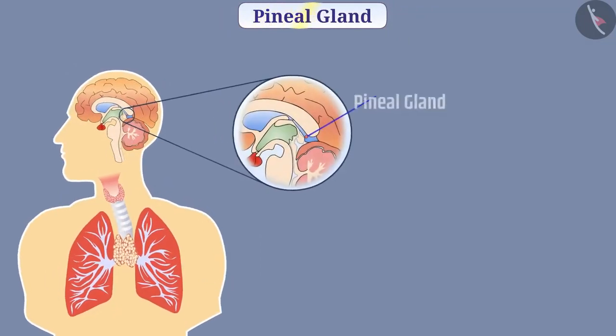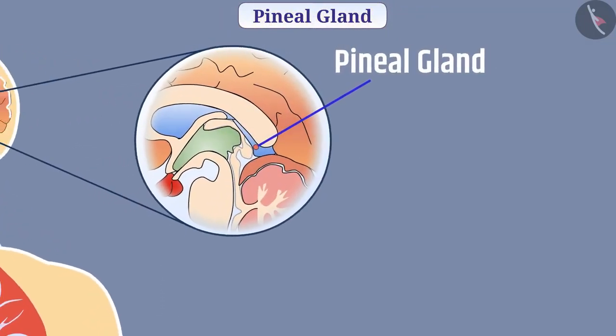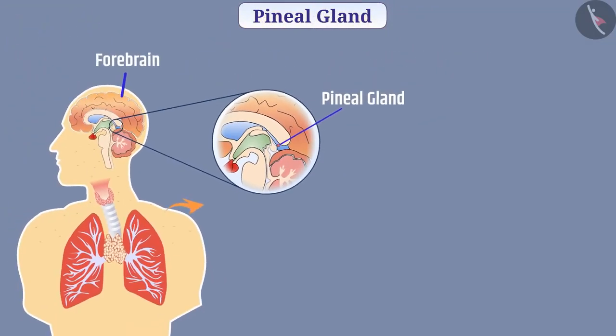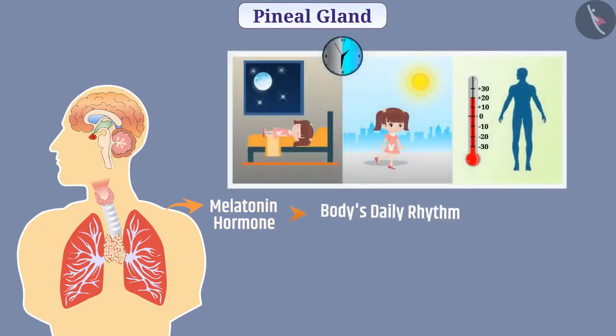The pineal gland is present in the upper part of the forebrain. It secretes melatonin hormone. Melatonin regulates the body's daily 24 hour rhythm. That is, it controls the sleep-wake cycle and temperature.